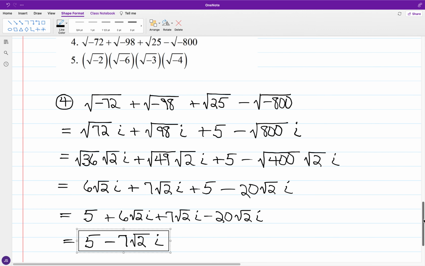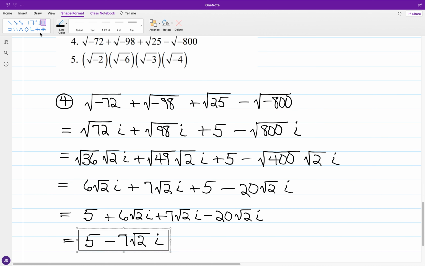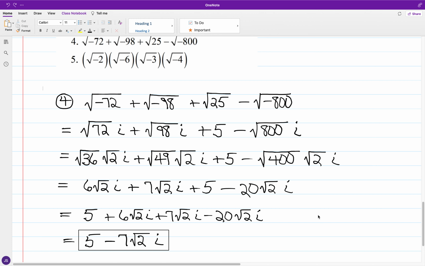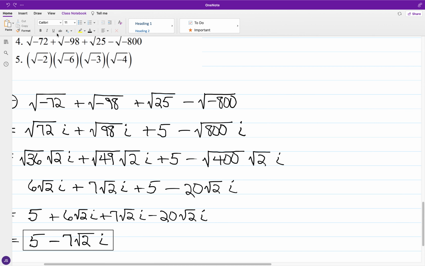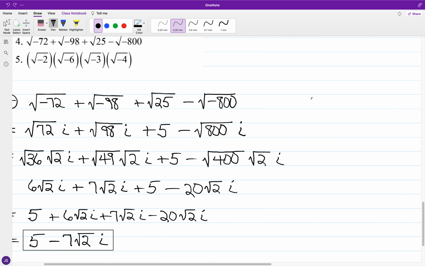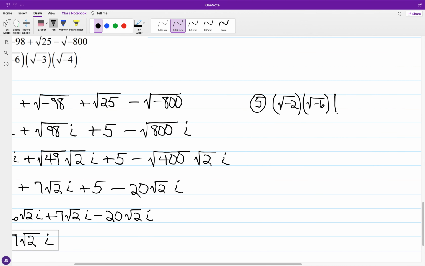Now, for the case of taking the product of complex radicals, here we have in this array the square root of -2, times the square root of -6, times the square root of -3, and times the square root of -4.